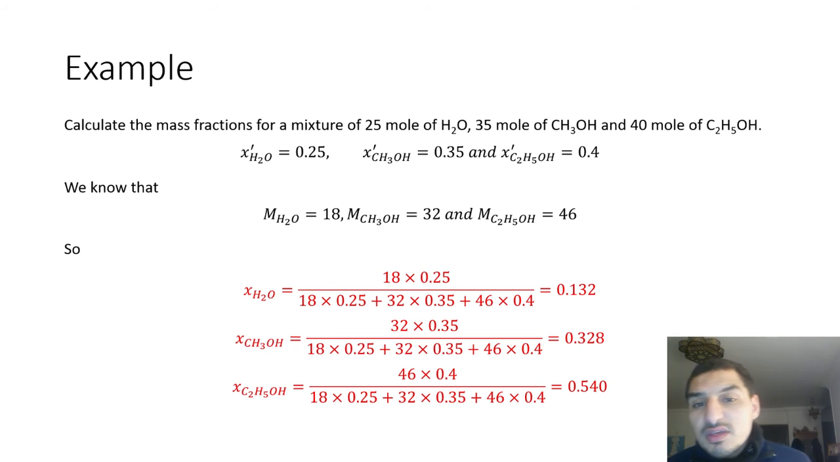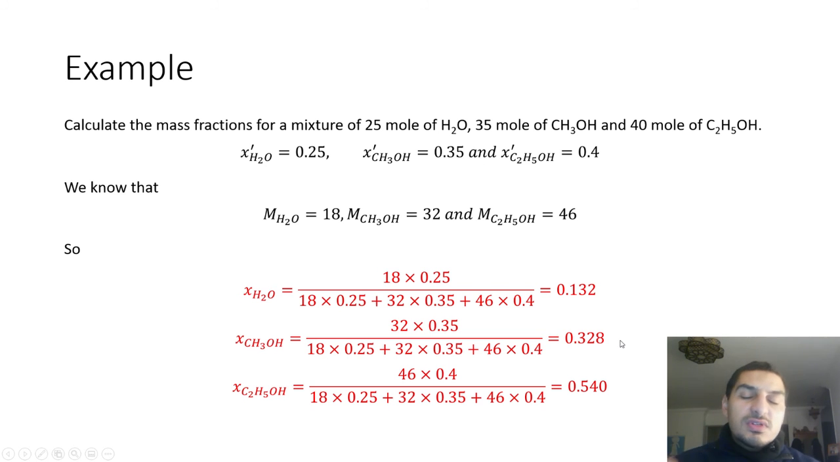But the point I want to make is to have some sense of the numbers, because it's not just something that you calculate and you're done. You must have some sense of the numbers. I would see here that for water the mole fraction was 0.25, a small fraction. Its mass fraction is 0.13, which is much less, almost half. For ethanol, the mole fraction is 0.4, but the mass fraction is 0.54, which is way higher than it was in the beginning. For methanol, it's not a big deal. It's not a lot of difference between 0.35 and 0.32.